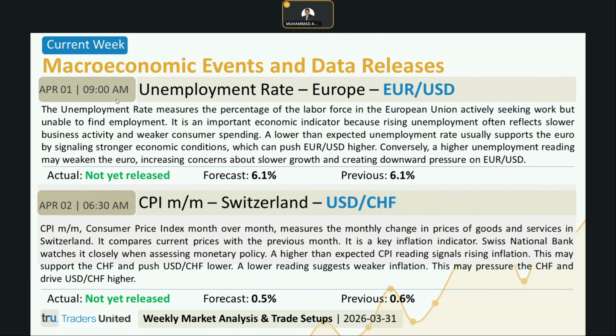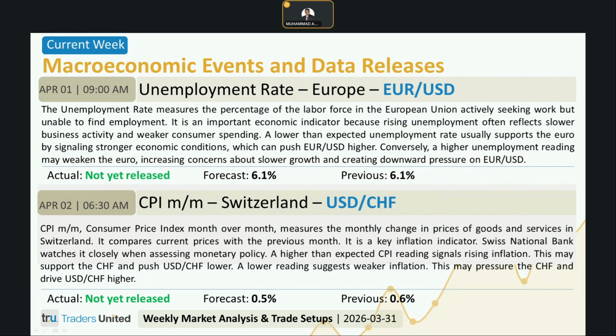UTC time. Now let me discuss about it. So what is unemployment rate in Europe? The unemployment rate measures the percentage of the labor force in the European Union actively seeking work but unable to find employment. It is a key economic indicator because rising unemployment often reflects slower business activity and weaker consumer spending.